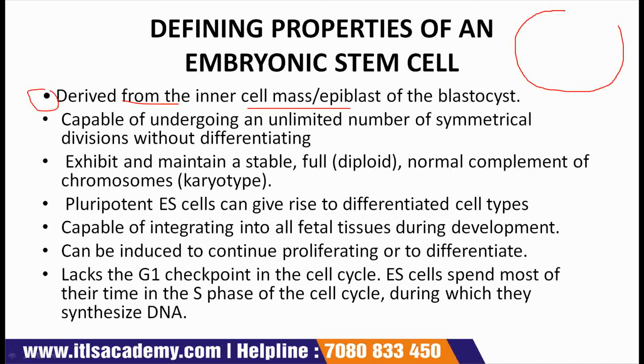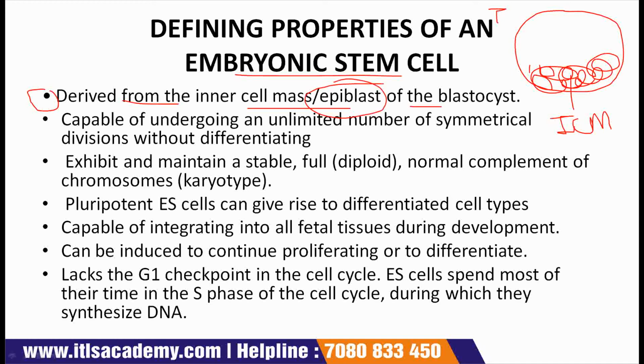If we talk about the blastocyst, we have seen that this is the trophoblast layer and some cells are present in this particular covering. These are known as inner cell mass. So these embryonic stem cells are derived from the inner cell mass. This inner cell mass is also known as the epiblast of the blastocyst. This is the structure of the blastocyst.